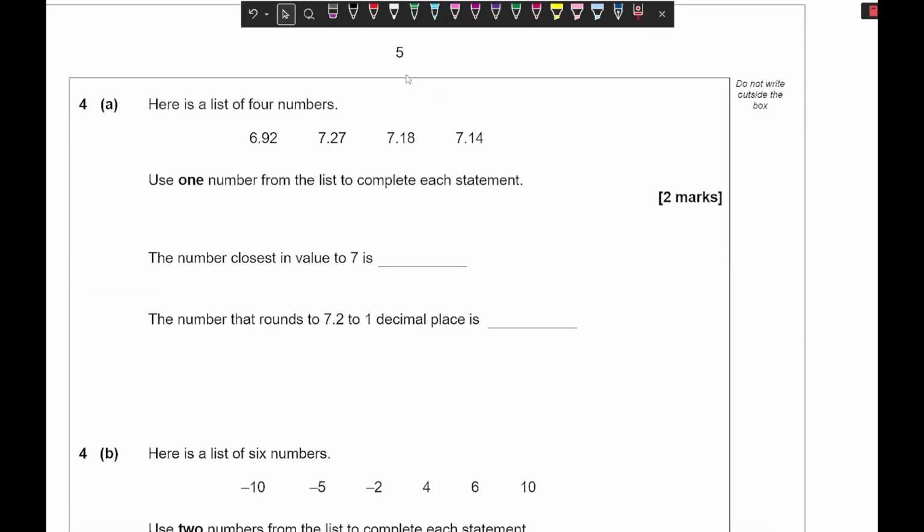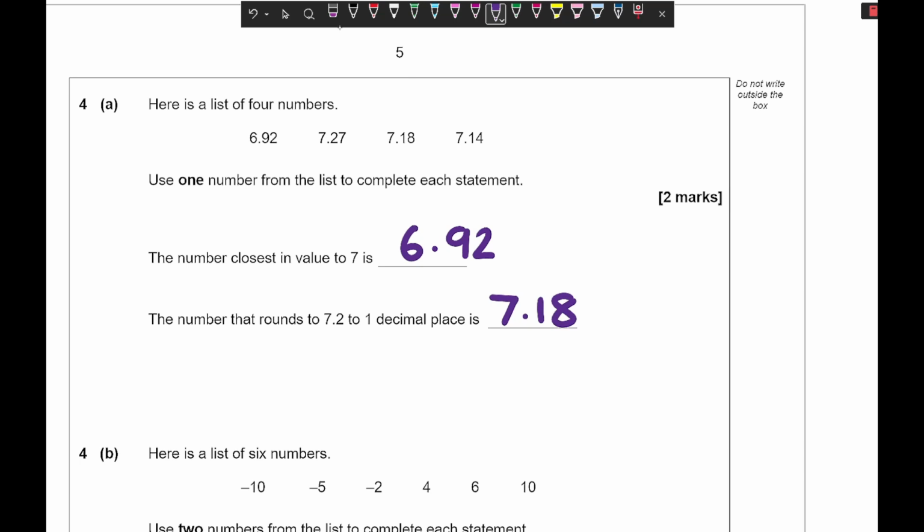Then for question 4, it's asking us, here are 4 numbers, and it says use one number from the list to complete each statement. And it says the number closest to the value of 7 is, so out of these 4 numbers, which one is close to 7? It's going to be 6.92. Then for which number rounds to 7.2 to 1 decimal place? And that's going to be 7.18.